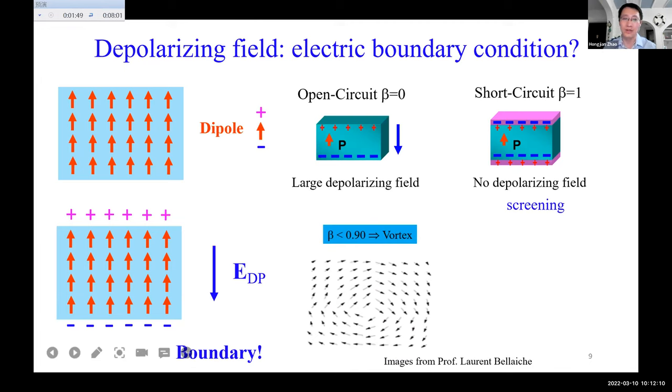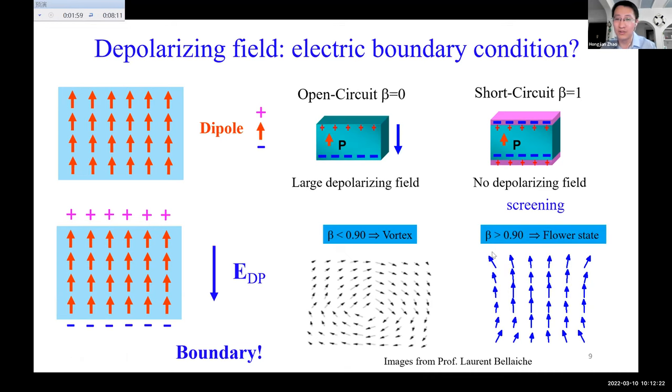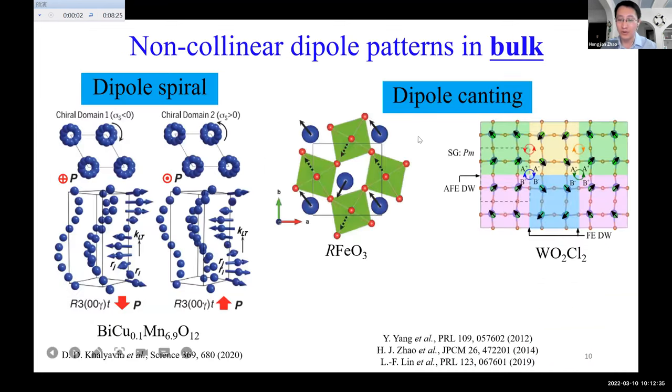So in that case, it gave you some trees to think the depolarizing field will lead to some electric non-collinear phenomena. Then, of course, when beta is larger, typically because of the screening, the depolarizing field is tanning, then the dipoles tend to align in a parallel way. This is for nanostructures. Well, in some bulk material recently, some non-collinear dipole patterns have also been observed.